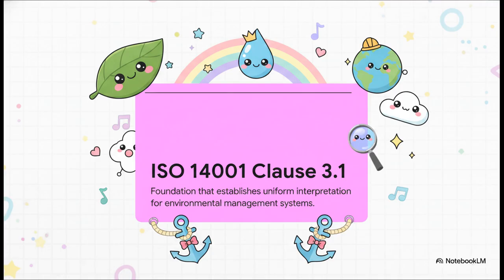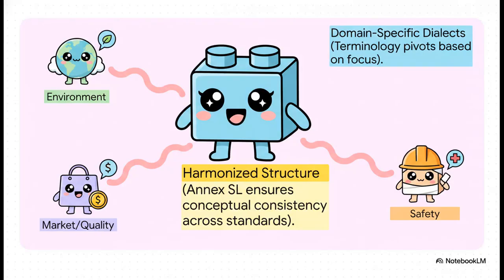Before you even think about evaluating any other standard, you've got to anchor yourself right here to prevent subjective, totally inconsistent audit conclusions. But of course, here's where it gets a bit tricky, right? ISO standards use Annex SL, which gives us a harmonized structure. You can think of this as the shared grammar between ISO 14001 for environment, 9001 for quality, and 45001 for safety. But while they speak the exact same structural language, they have vastly different domain-specific dialects. The terminology pivots wildly depending on whether your focus is ecological, market-driven, or worker safety-oriented.